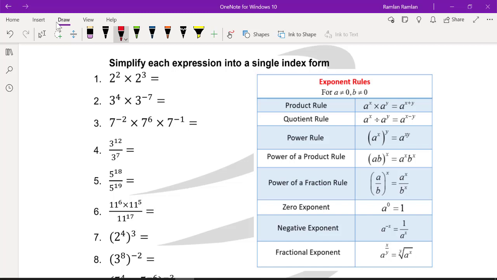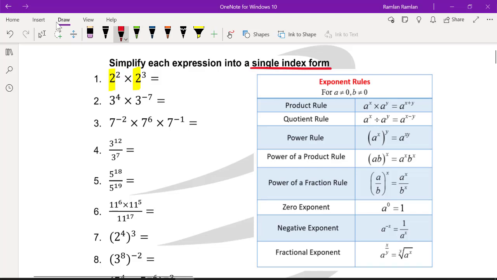Here we have 2 to the power of 2. Read the instruction first: simplify each expression into a single index form. So in here we have 2 to the power of 2 times 2 to the power of 3. The first thing we need to see is whether they have the same base number or not. If they have the same base, then we can just add the power because this is a multiplication.